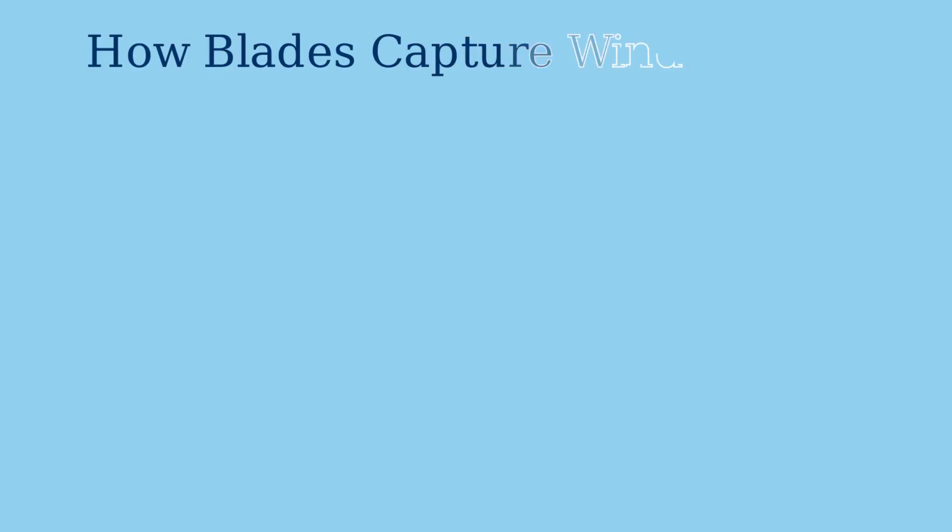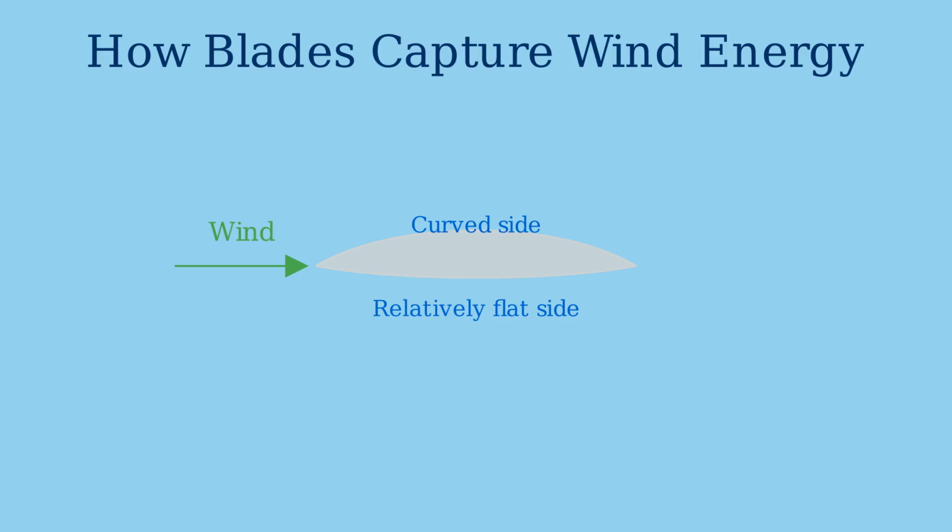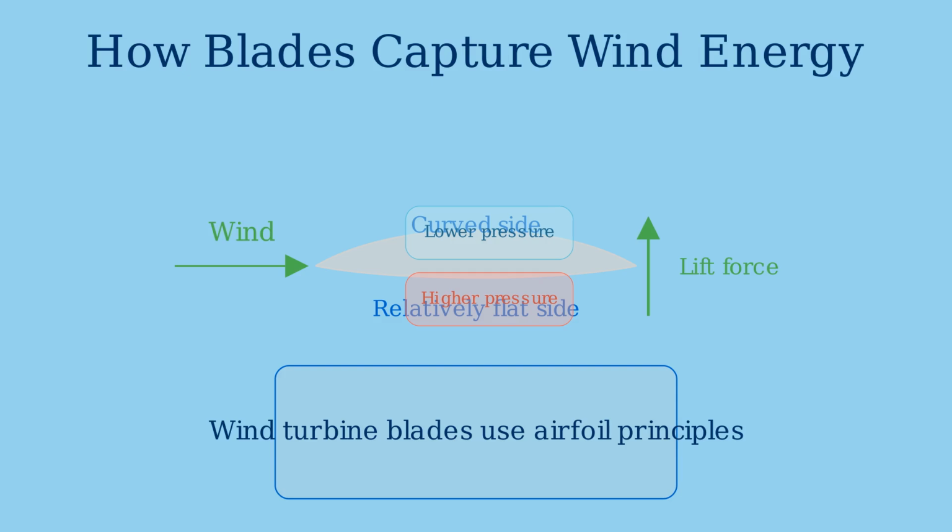Wind turbine blades have a carefully designed aerodynamic shape to maximize energy capture. They use the same airfoil principles as airplane wings, with one side curved and the other relatively flat. As wind passes over the blade, it creates a pressure difference: lower pressure on the curved side and higher pressure on the flat side. This pressure differential generates lift force perpendicular to the wind direction. This lift force is what causes the blades to rotate, converting wind energy into mechanical motion.